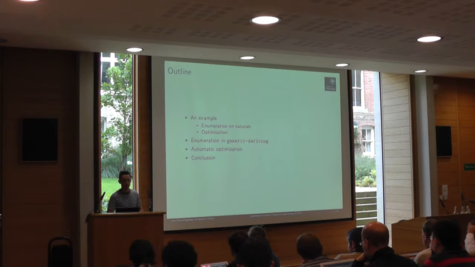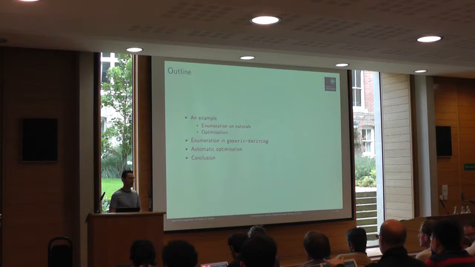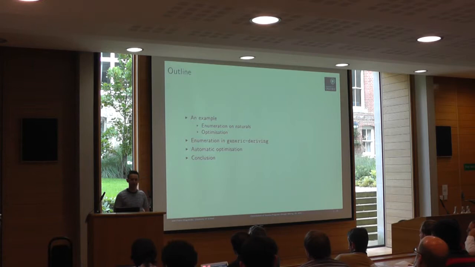I'm going to be talking about GHC. Generic deriving is a library that is now in GHC, even though it started in UHC, and the optimization techniques apply to GHC only, because as Tom mentioned, UHC doesn't really do much.